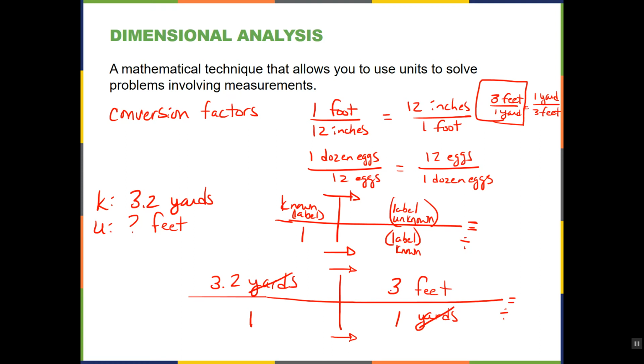So 3.2 times 3 is 9.6. Now the only label I have left on the top is feet. For my denominator, I have 1 times 1, which is 1, and there's no label left. They've been wiped out when I crossed the labels out, 1 on the top, 1 on the bottom. So what I have essentially is 9.6 feet over 1, which we know is just 9.6 feet. And that would be your answer, okay? And that's just doing a simple dimensional analysis problem.